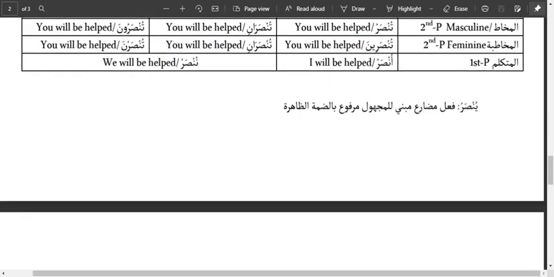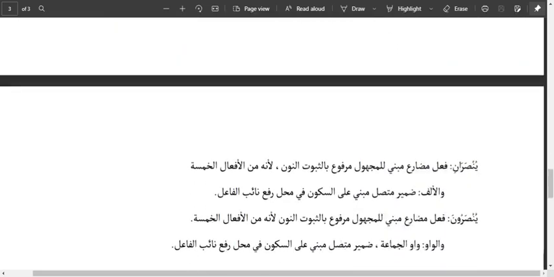For مضارع, we have the first one. You know, the active verb is ينصر. So it is still the same way we do the إعراب of ينصر, with the addition of مبني للمجهول to indicate that the verb is a passive verb. So فعل مضارع مبني للمجهول مرفوع بضمة ظاهرة, just like we have for active verb.